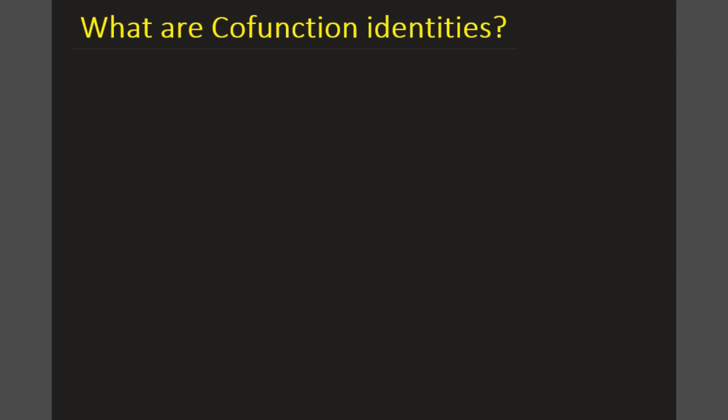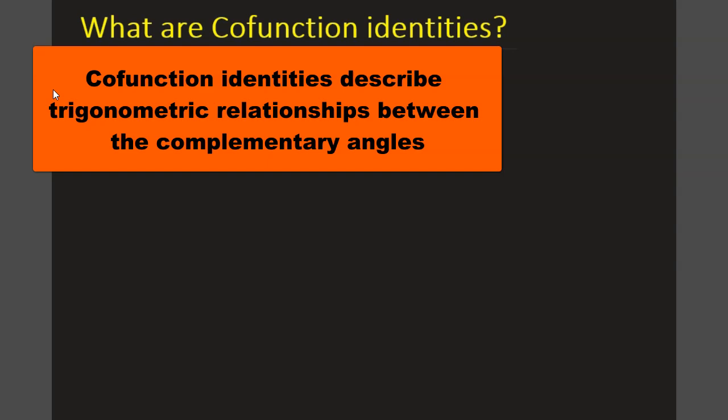Hi guys, in this video we will discuss what cofunction identities are and how they are used to solve problems in trigonometry. First of all, cofunction identities describe trigonometric relationships between the complementary angles theta and pi by 2 minus theta in a right triangle.